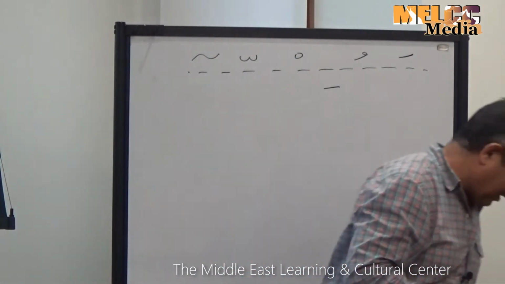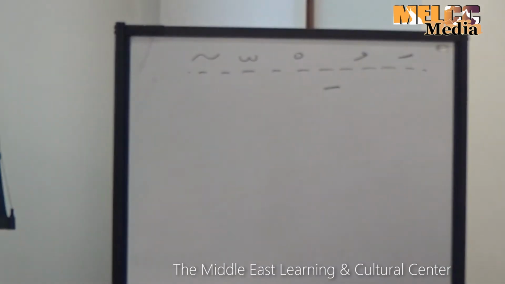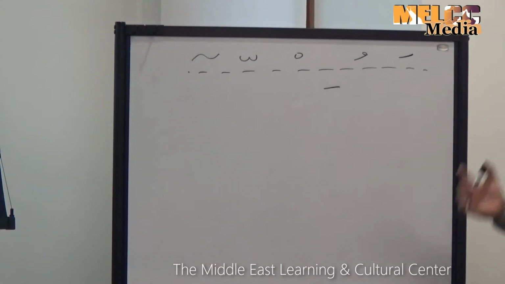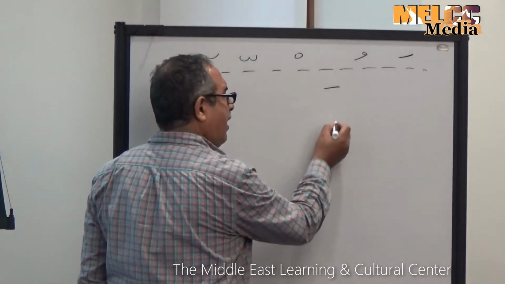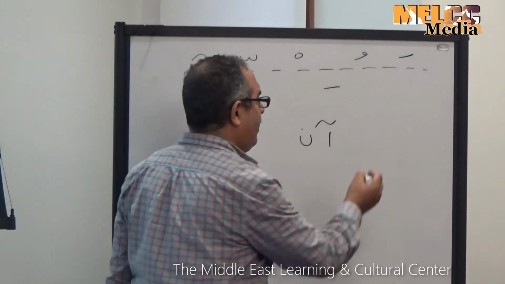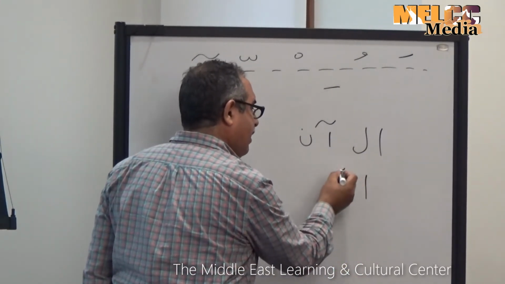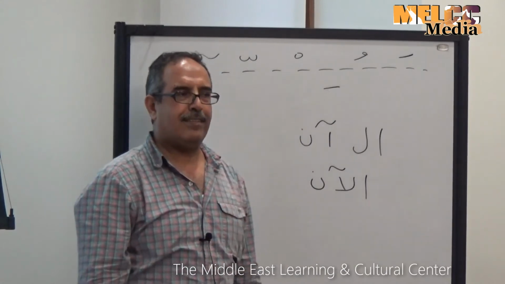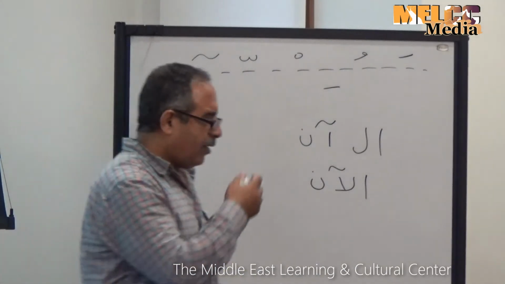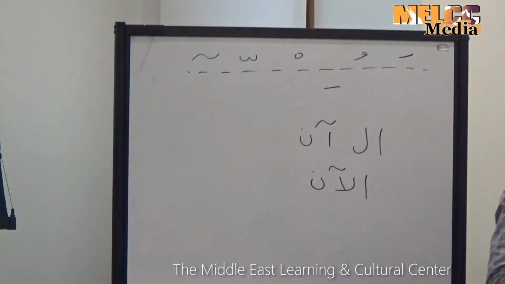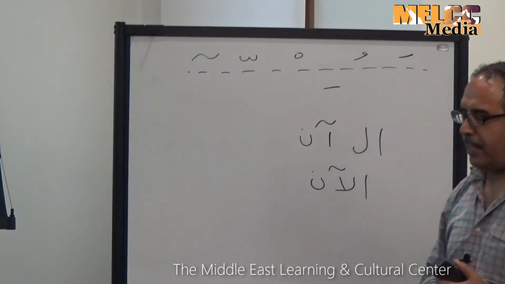So that word is what? Al, and. Remember and? So this is and by itself, and then al. So together it is al-an. Right? So what does al-an mean? It means now. So al-an means now.